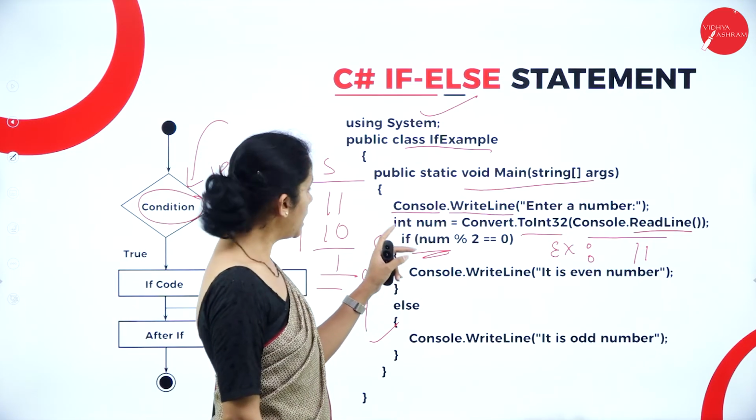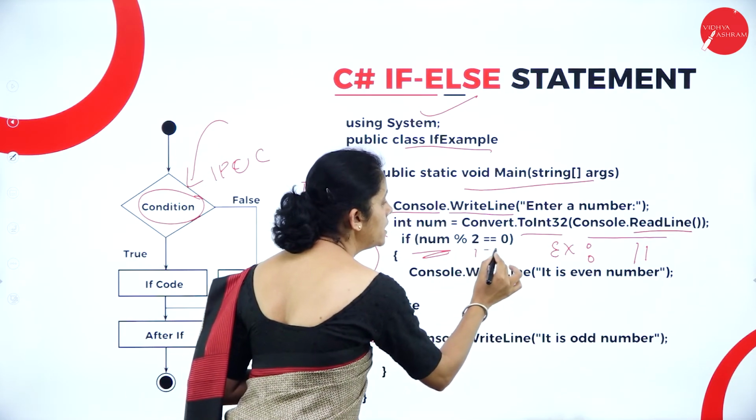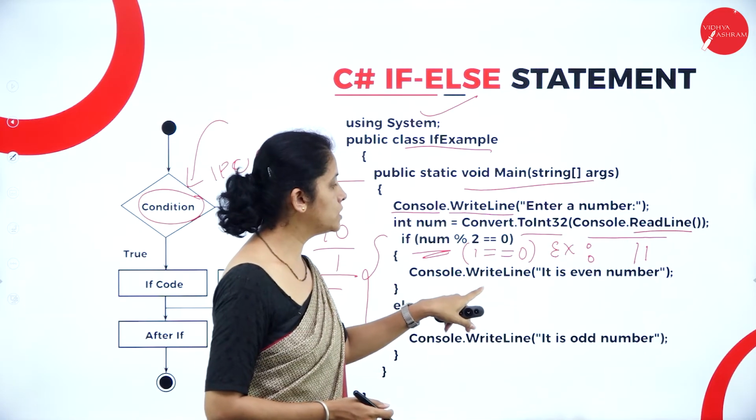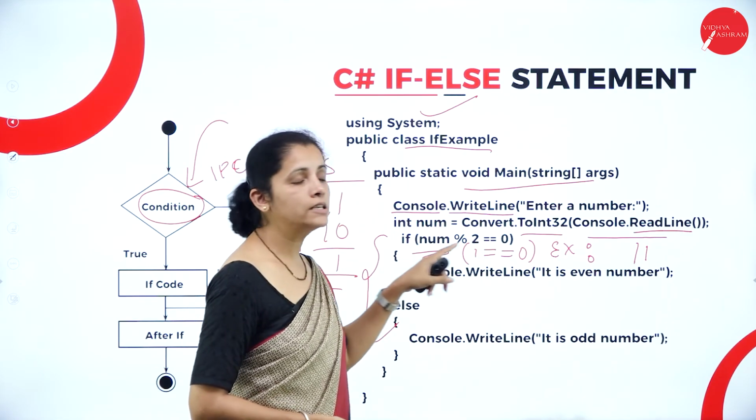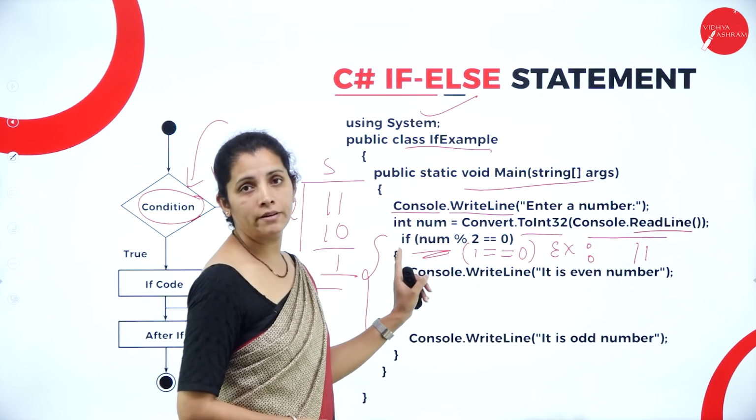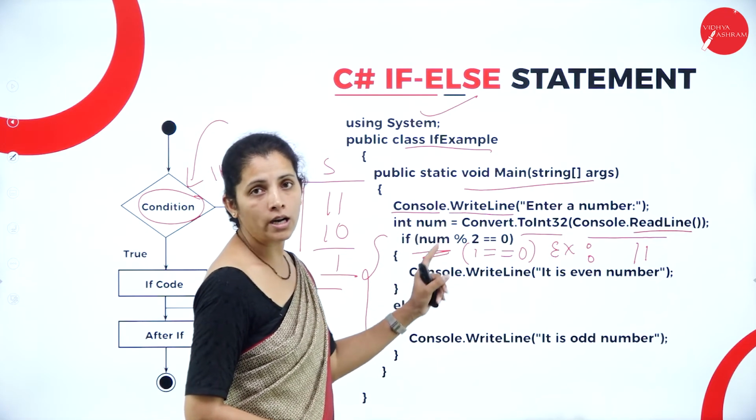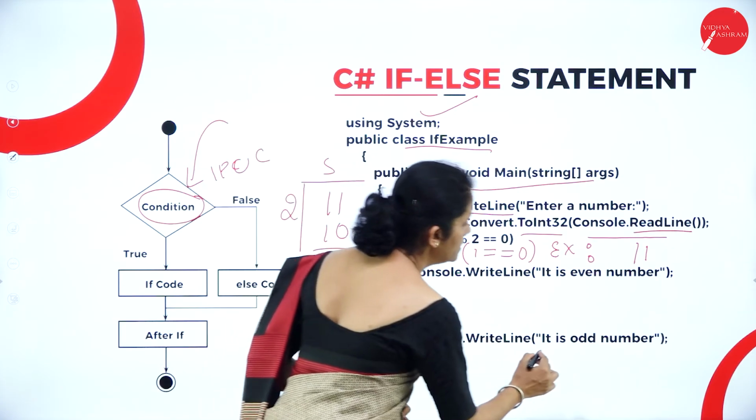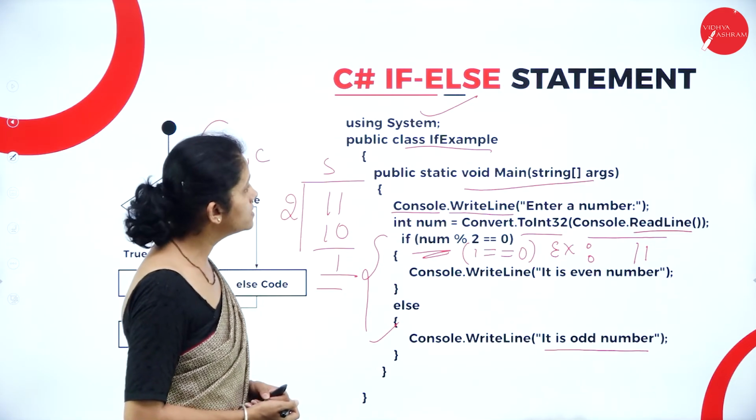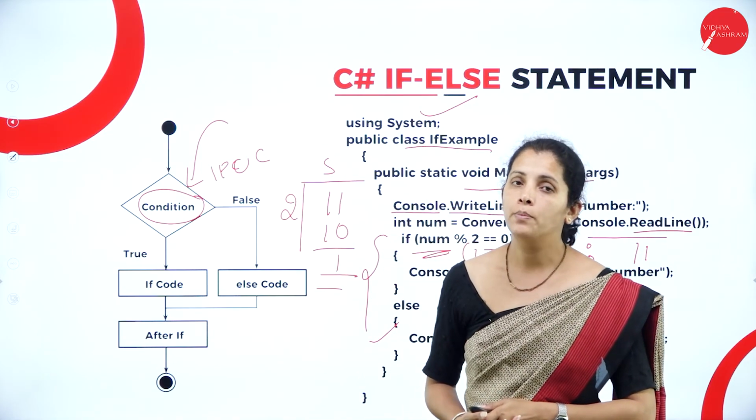Now, if number mod 2, so what is the value I have? 1 equal to 0. If this condition is true, it's going to execute: it is an even number. But this result is false. This condition is false because 1 is not an even number. So what output am I going to get? I'm going to get: it is an odd number. Then close the curly brace. This is the way I am able to use two-way decision making in my program.